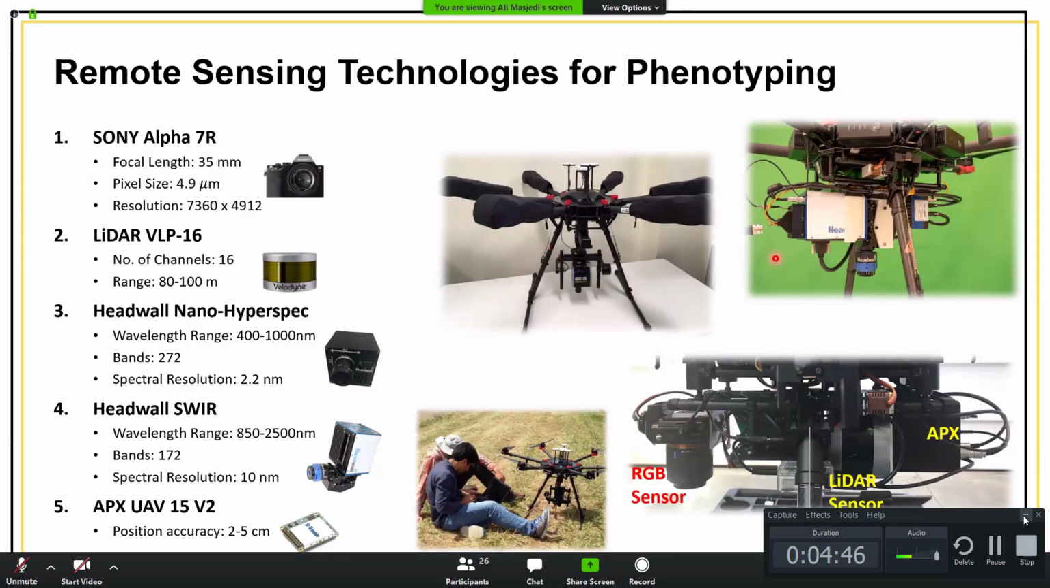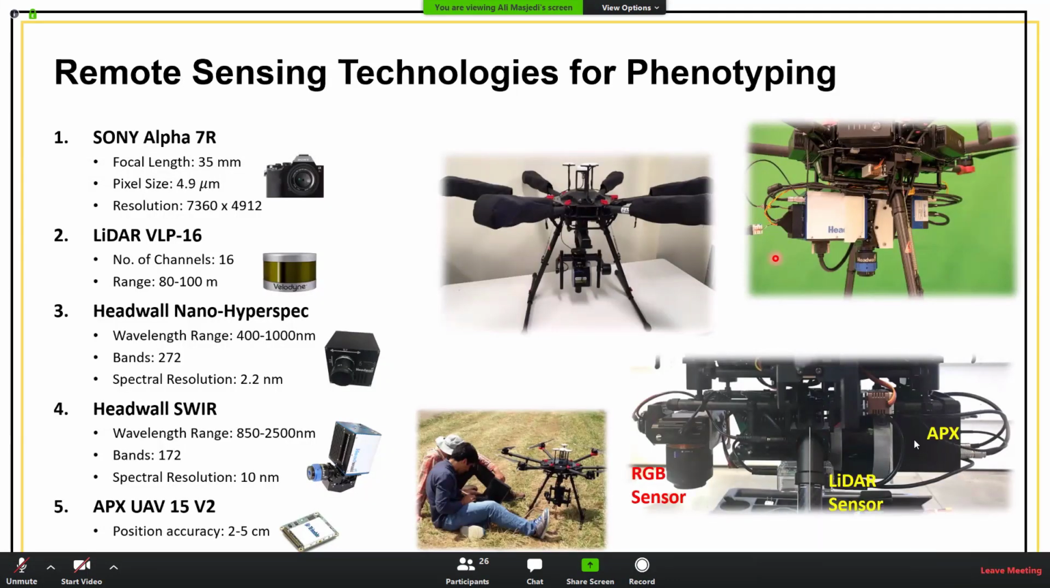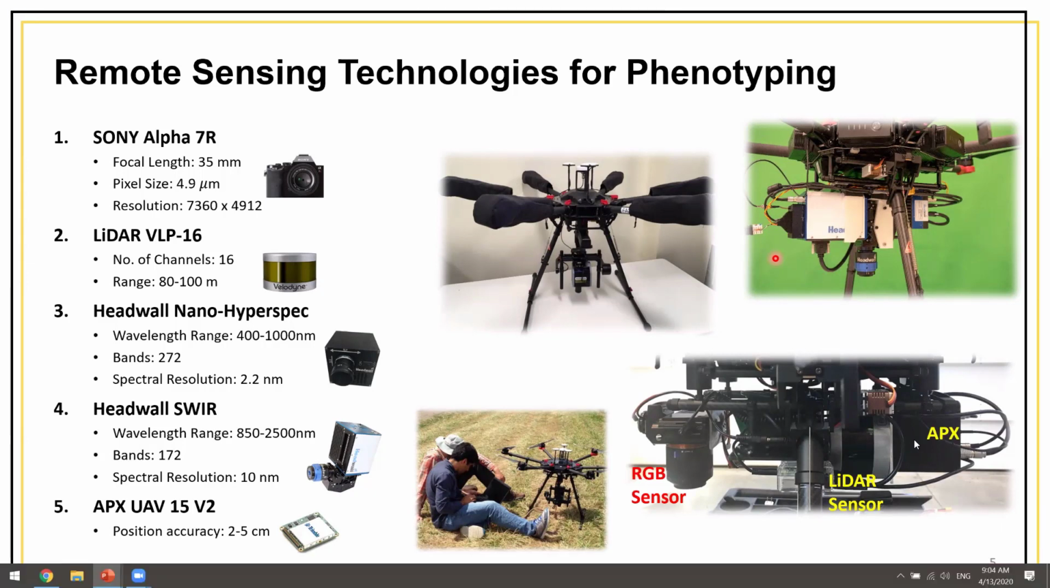So here's a review of the sensors and the platforms we used in this study. We had an RGB sensor, a LiDAR sensor, and hyperspectral sensors, linear and SWIR. All of these sensors were integrated with APX, which is a GPS IMU unit. So all the data that we collected was georeferenced.